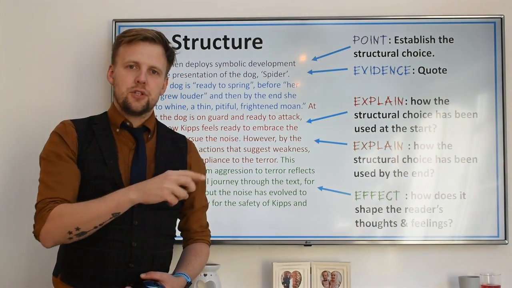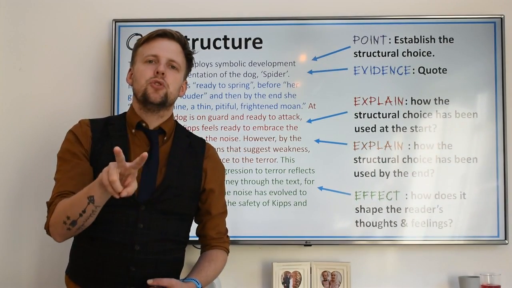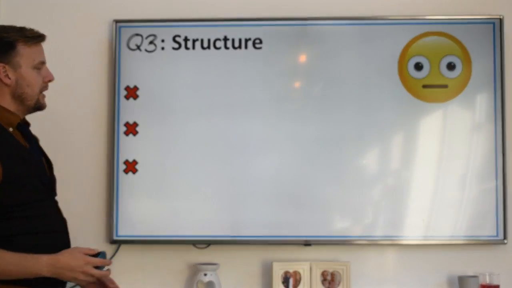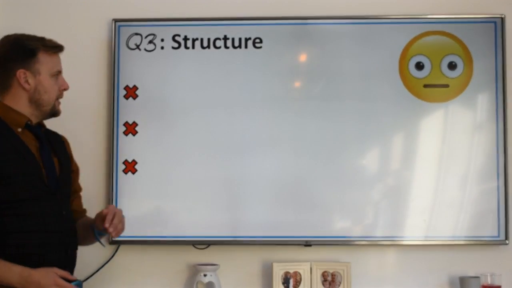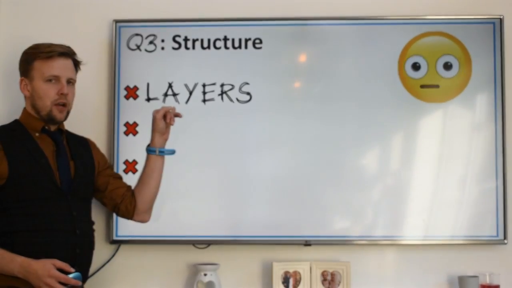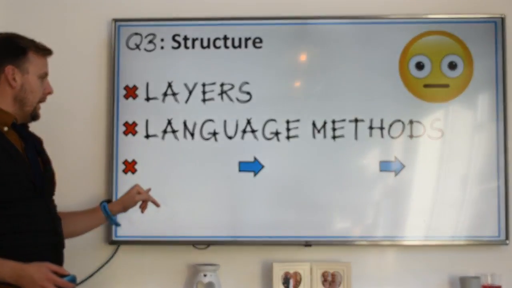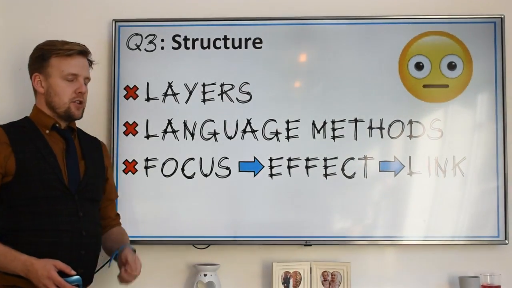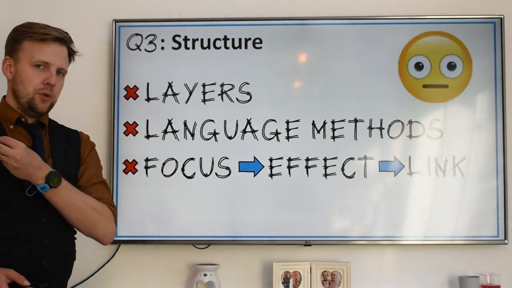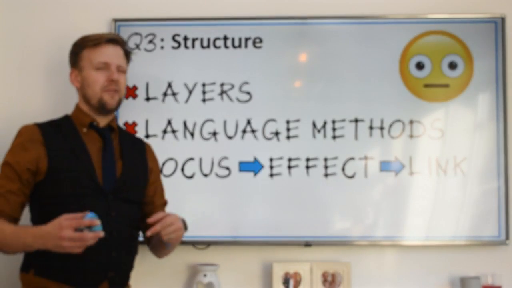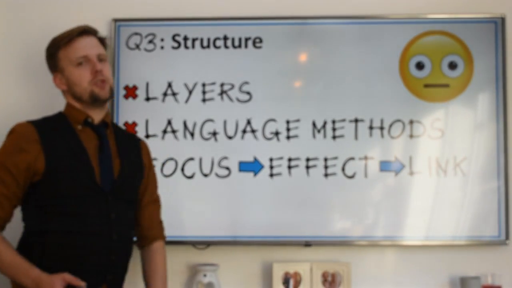So follow these 2 steps, get your head around those 2 different approaches, and you'll be utterly fine in question 3, okay? Just to reiterate, there are no layers here, don't care. There are no language methods, the examiner doesn't care, and there is no focus effect link. So question 3 is the anomaly to the principles I talked about at the start, but don't worry, those principles come back with interest in paper 2, okay?